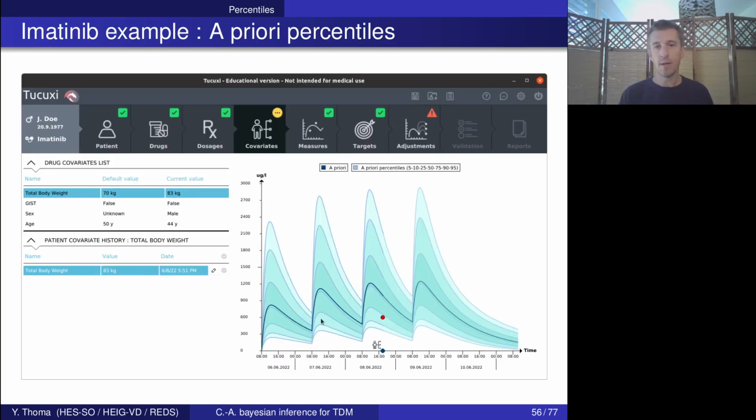So what we do is that we represent this percentile here. So we can see here that we have this a priori curve here. We have the measure, and so it means that this measure is just below the 25th percentile. So it means that the person's concentration is below the average, but it's not that a big deal for that specific patient.